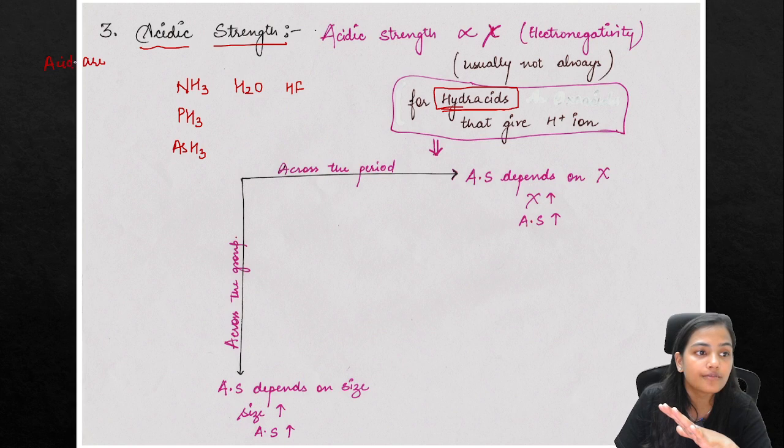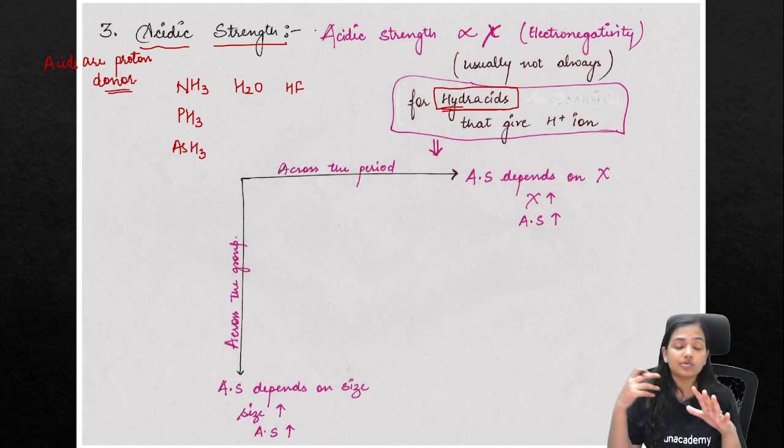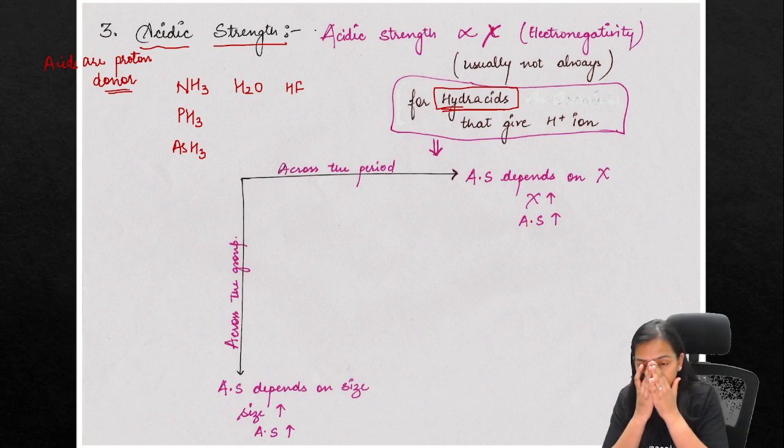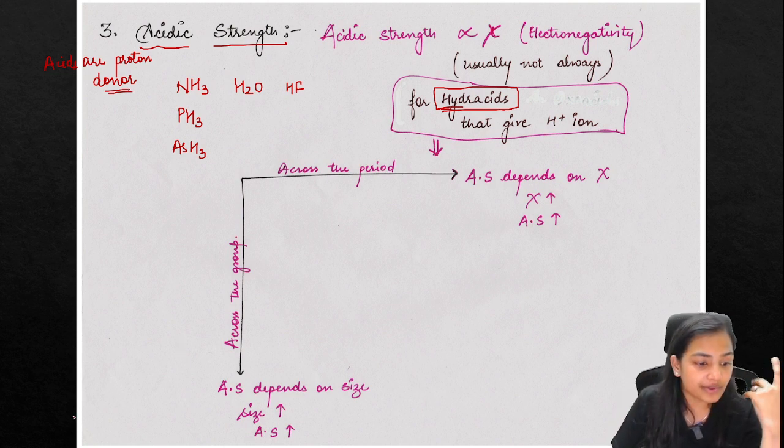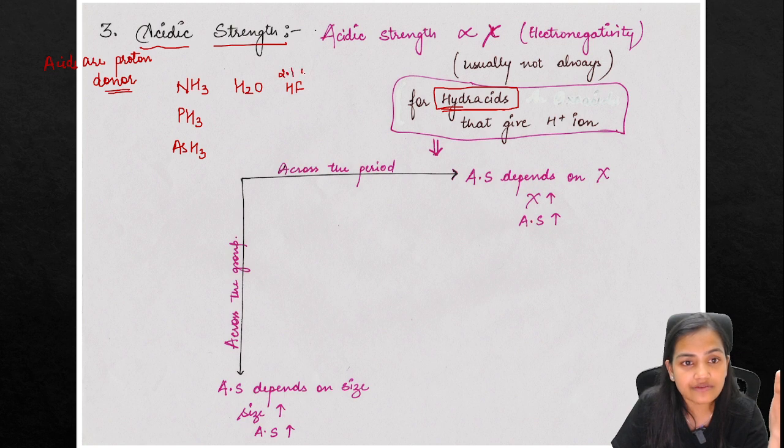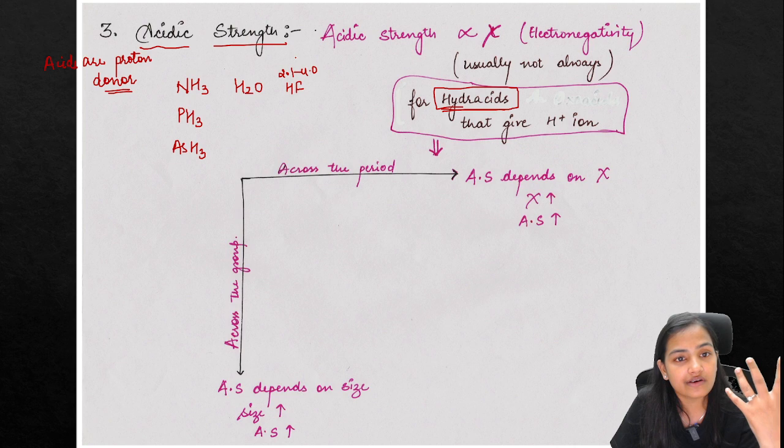acids are proton donors. So any species that gives its proton very easily is going to be most acidic. To give a proton, a bond has to be broken, right? Now you see, hydrogen is 2.1 and fluorine is 4.0. The difference is 1.9.